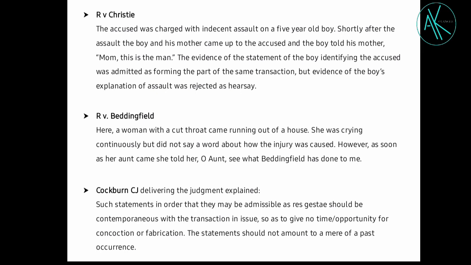In another case, R versus Bedingfield, a woman with a cut throat came running out of a house. She was crying continuously but did not say a word about how the injury was caused. However, as soon as her aunt came, she told her, "Oh aunt, see what Bedingfield has done to me." Cockburn, Chief Justice, delivered the judgment explaining that such statements, in order to be admissible as res gestae, should be contemporaneous with the transaction in issue, so as to give no opportunity for concoction or fabrication. The statement should not amount to a mere past occurrence.